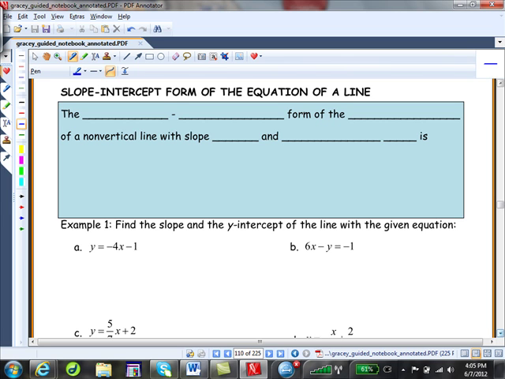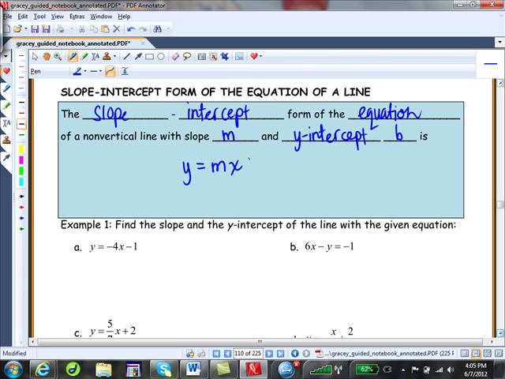Slope-intercept form of the equation of a line. The slope-intercept form of the equation of a non-vertical line with slope m and y-intercept b is y equals m times x plus b. Okay.